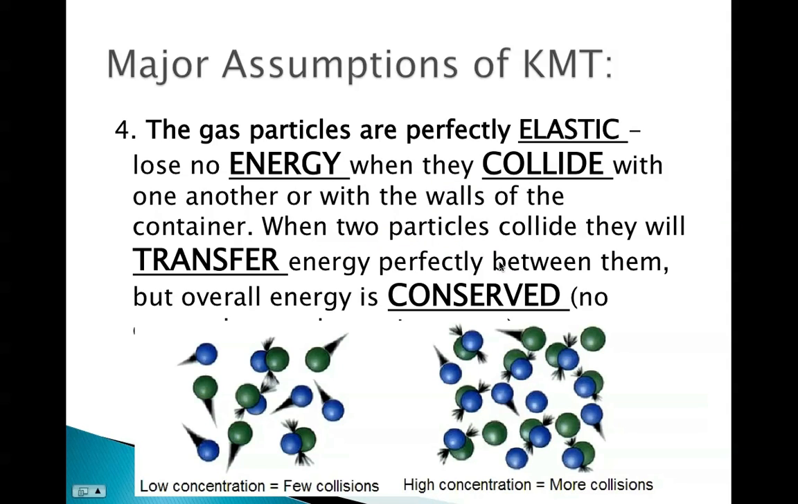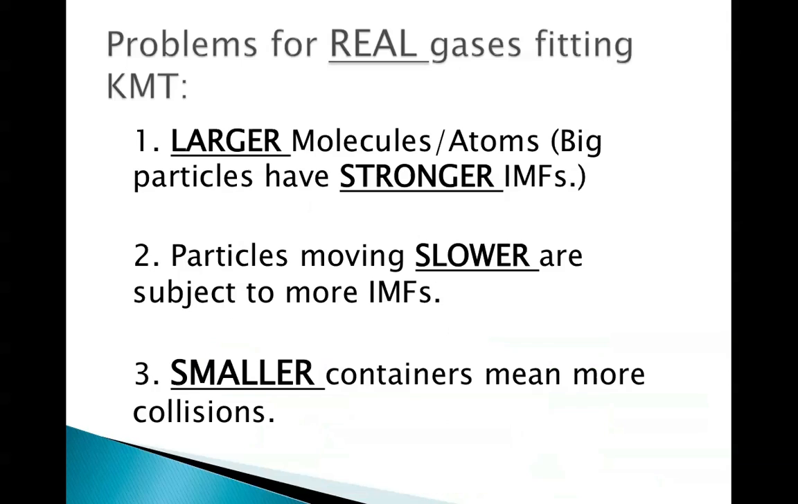Another and last one that we're going to discuss is that the gas particles are perfectly elastic, meaning that they lose no energy when they collide with one another or with the walls of the container. Now, when two particles collide, they will transfer energy perfectly between them, but the overall energy is conserved. There's no energy that's lost to the environment. Obviously, the lower the concentration of gas, the fewer the collisions compared to a higher concentration with more collisions. All of those collisions in each of those cases would be perfectly elastic. They would transfer energy between, but all energy would be conserved between those two atoms.